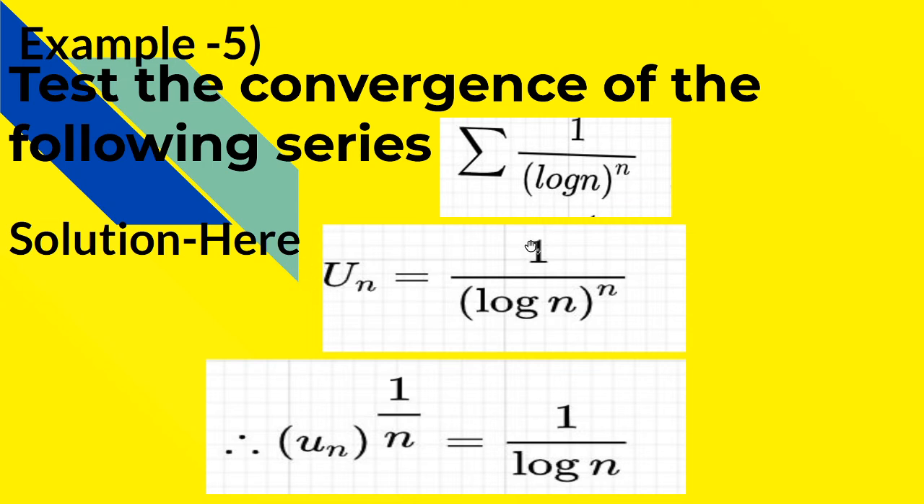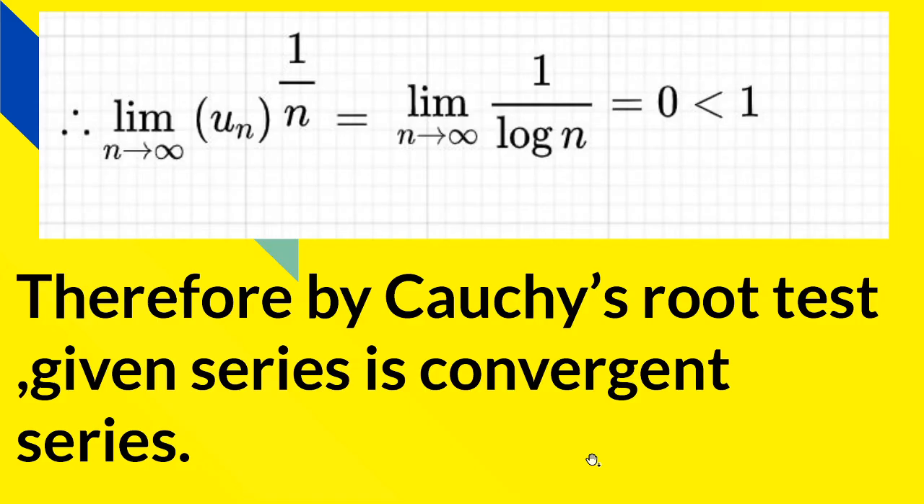Here un is equal to (1 upon log n) raised to n. Consider un raised to 1 upon n. That will be equal to 1 upon log n. And therefore, limit n tends to infinity un raised to 1 upon n will be equal to limit n tends to infinity 1 upon log n.